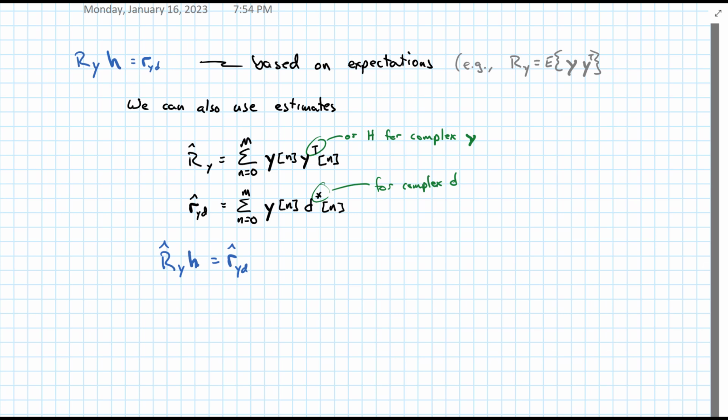If we're going to do that, then our limits don't matter as long as they're the same on both Ry and Ryd. And if we're computing this in some computer system, as we would likely do, it's very likely that we're going to be using the same number of samples of y to compute both Ry and Ryd.